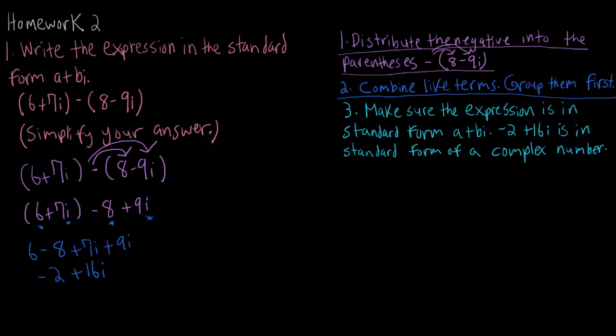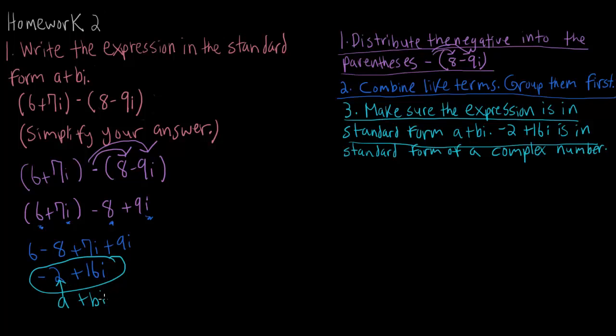And the last step is to make sure the equation is in standard form, a plus bi, and in this case negative 2 plus 16i, which is what we have right here, is in standard form of a complex number. This right here, negative 2 plus 16i, it's in the a plus bi form. This is your a, negative 2, and then bi is 16i.